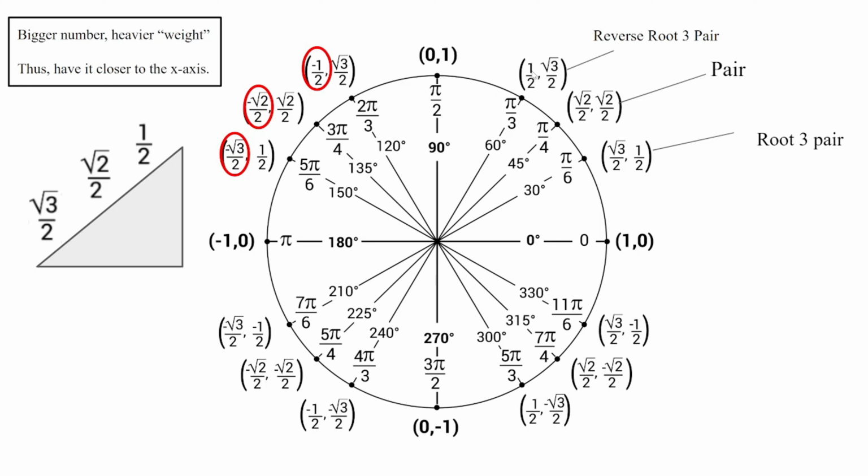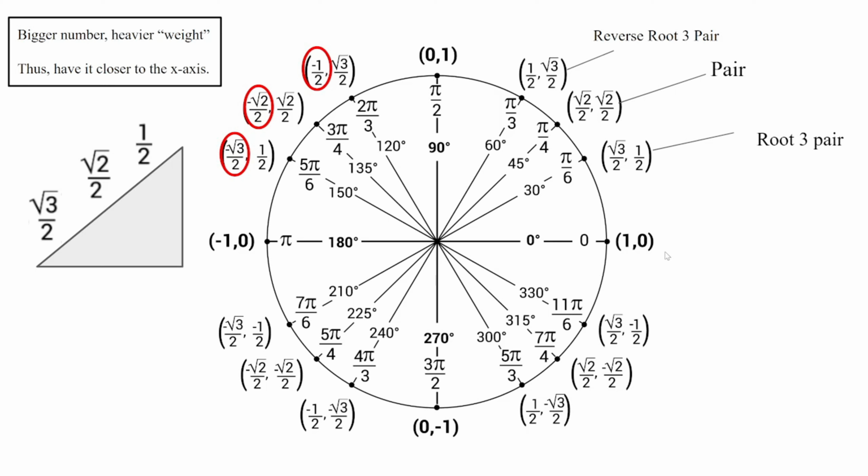Check it out over here. Half, comma, root 3 over 2. Boom. And the signs right here, we remember how to do signs. So now we know every single cosine and sine value for this entire unit circle.